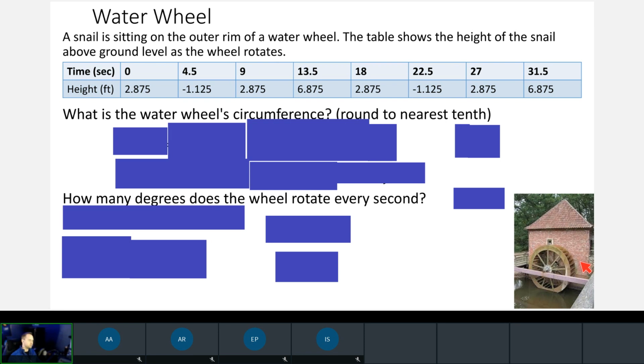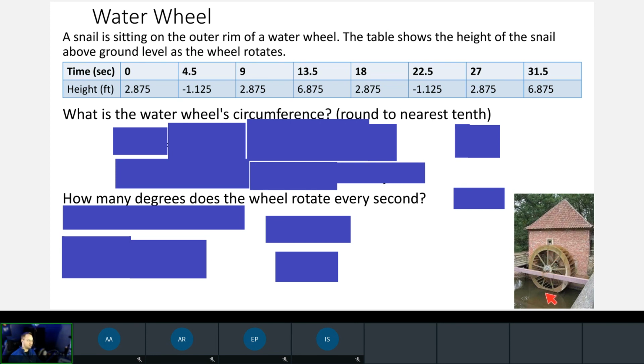All right, let's do this. So what's the maximum here in this table? What's the maximum? 6.875. Good. What's the minimum? Negative 1.125. Okay, so you know the max, you know the min.